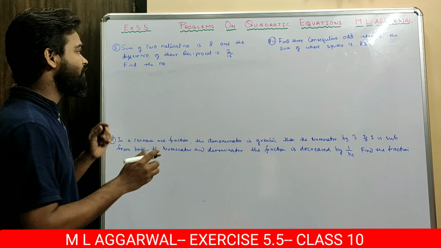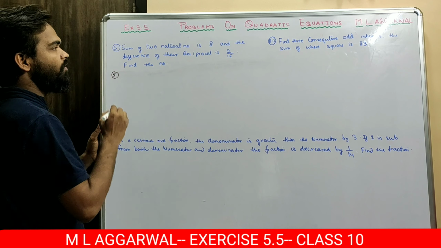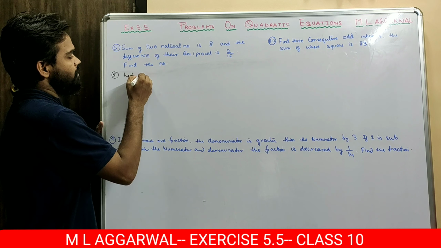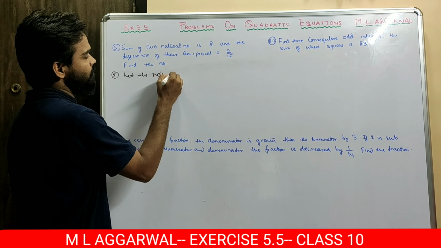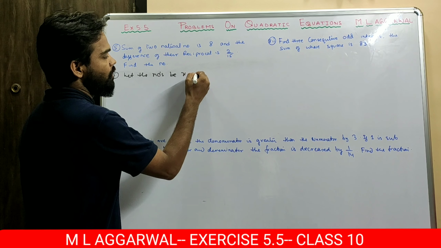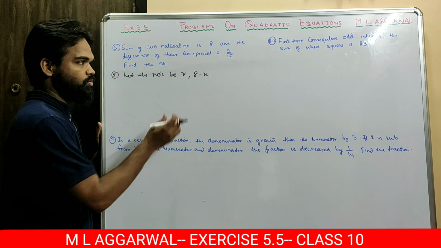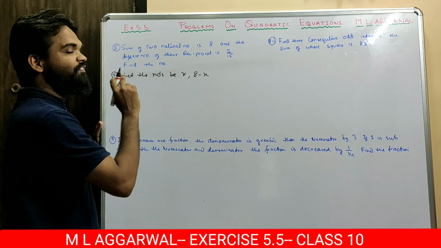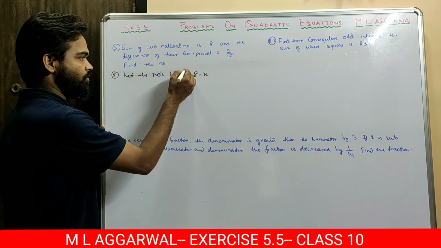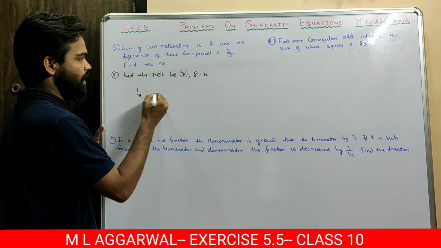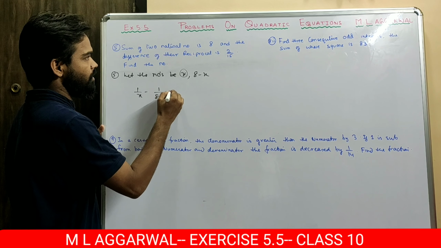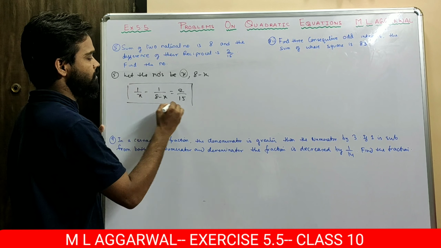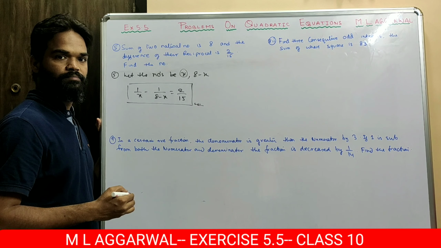Now look at sum number 5. Pretty easy. The sum of two natural numbers is 8. So let the numbers be x and 8 minus x, because when you add them you get 8 only. The difference of the reciprocals, which means the reciprocal of this minus the reciprocal of this, gives you 2 by 15. Done. So this is your equation.